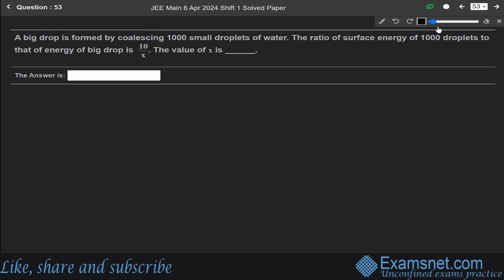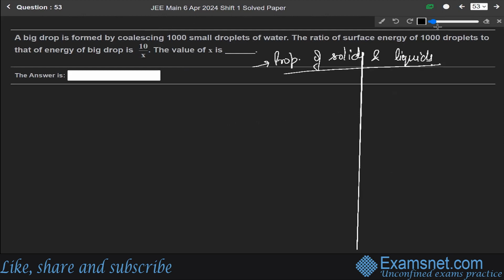Students, this question is from the chapter of properties of solids and liquids, and this question has been asked so many times in previous year JEE questions itself. In the 2023 series also, in many JEE papers, this question has been repeatedly asked. So in the future also, there is a probability that this type of question will be asked.